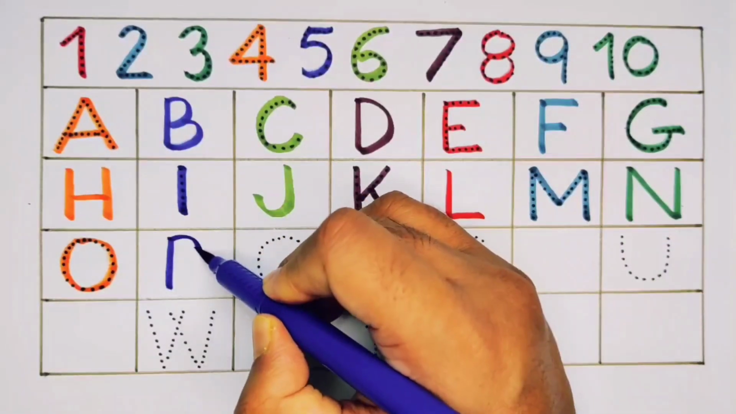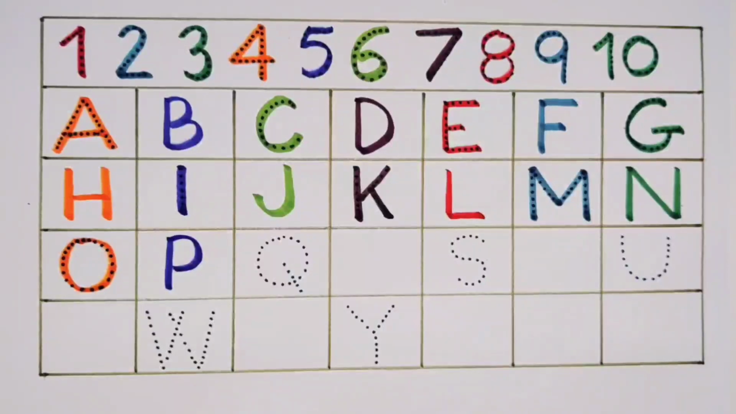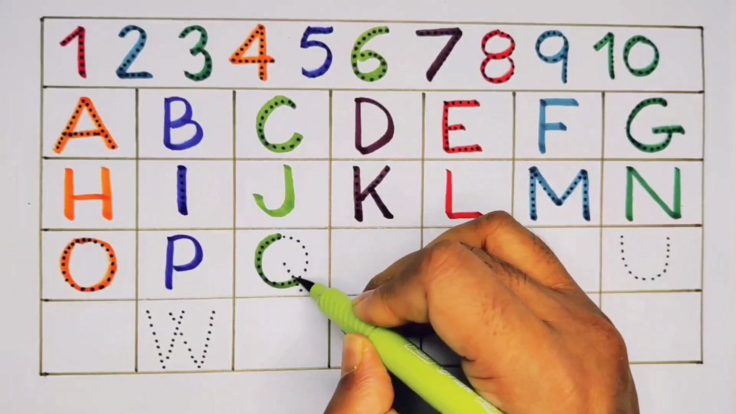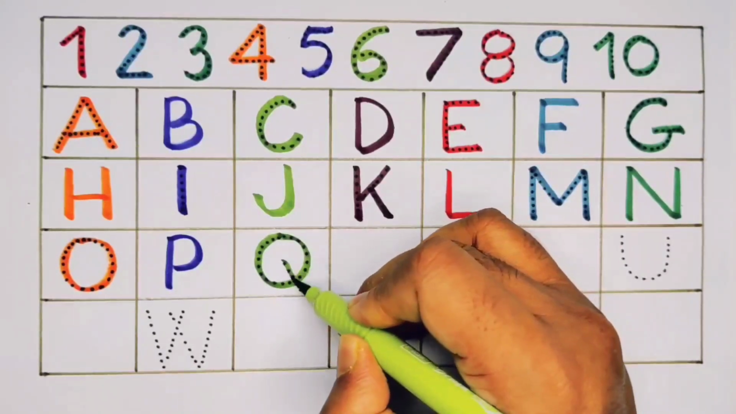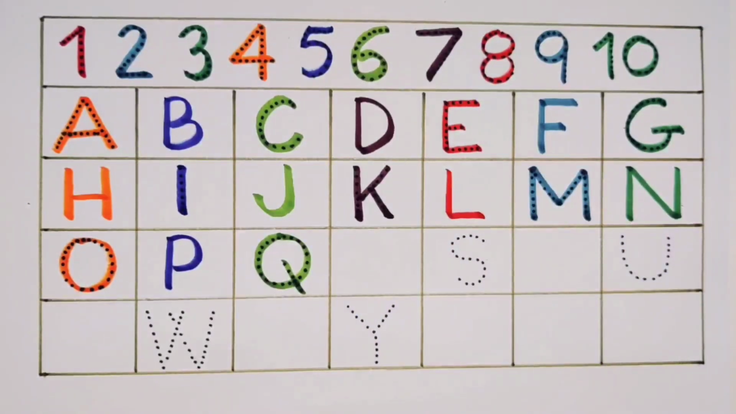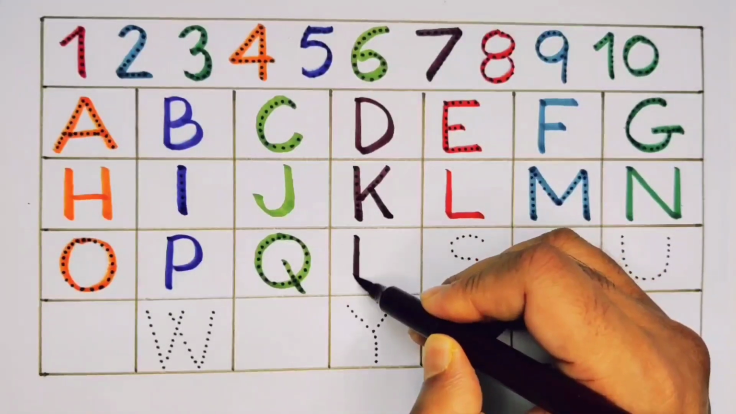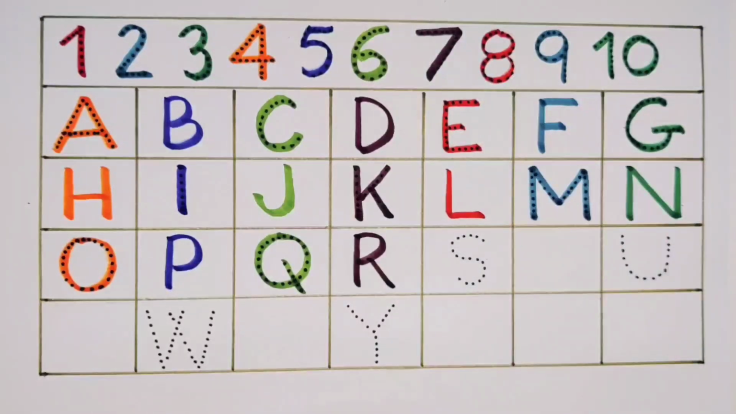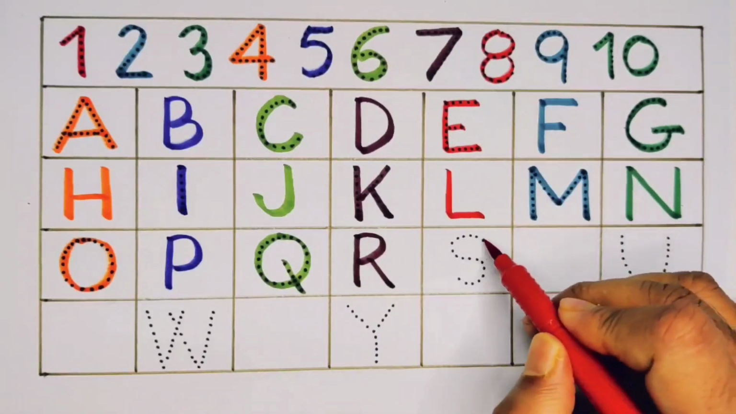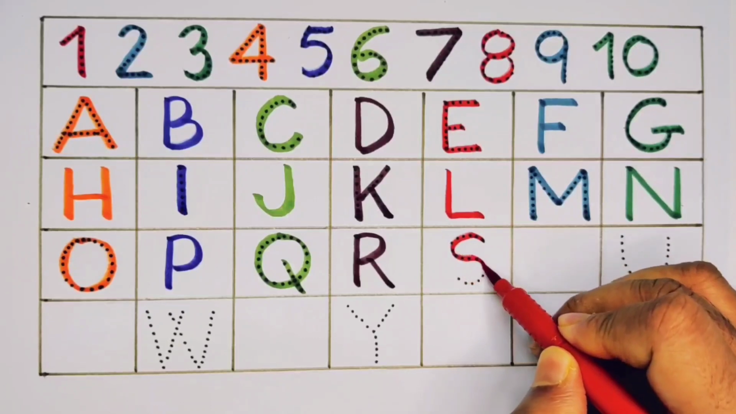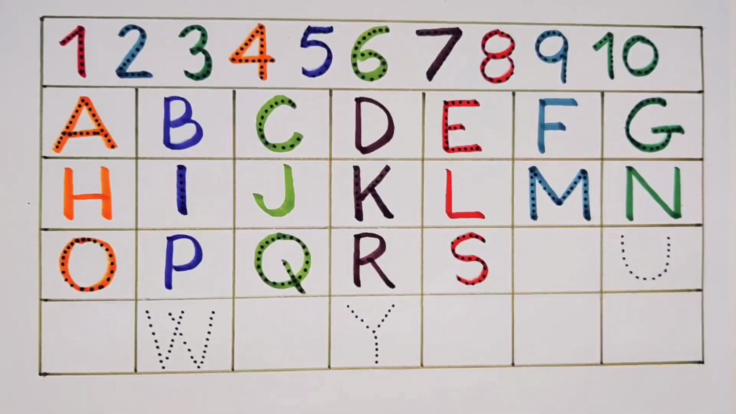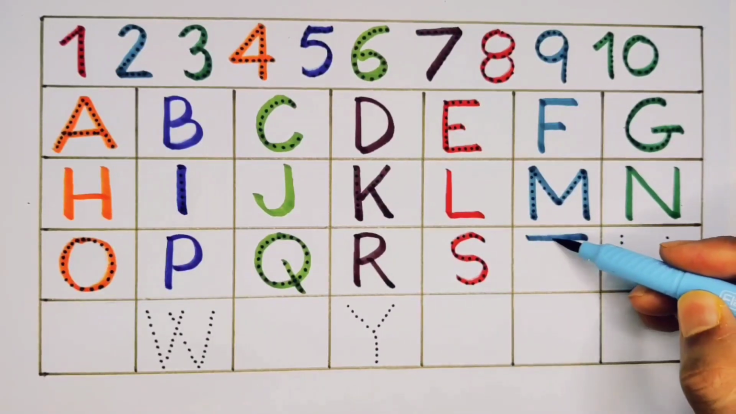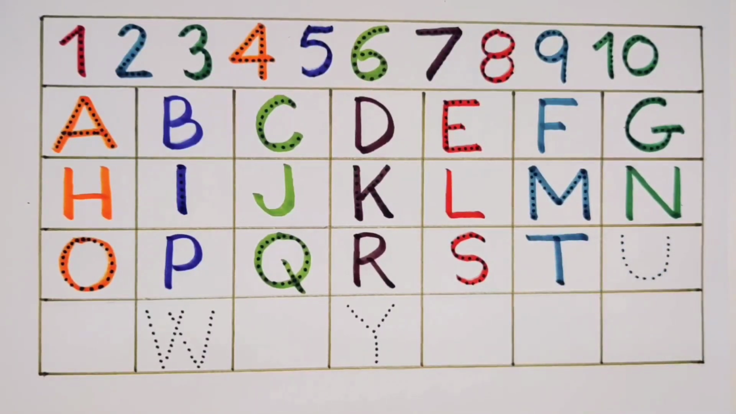P. P for parrot. Q. Q for queen. R. R for rabbit. S. S for sun. T. T for tiger.